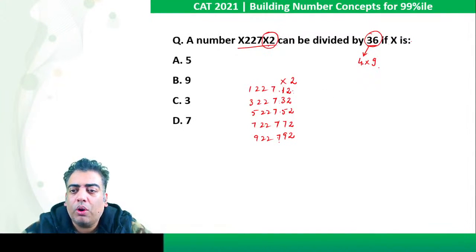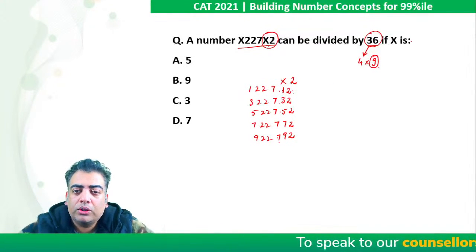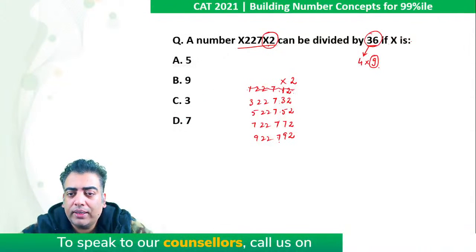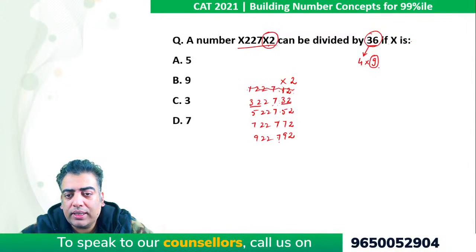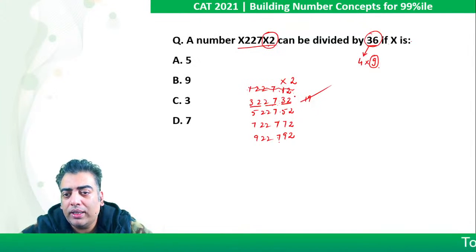Now the number should also be divisible by 9, right? So 1 is not there in the answer options, so there is no need to check it. Let's start with 3. We just need to add all the digits. So 5 plus 5 is 10. 10 plus 9 is 19. So 19 is not divisible by 9.